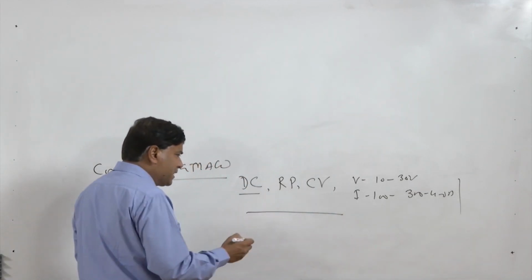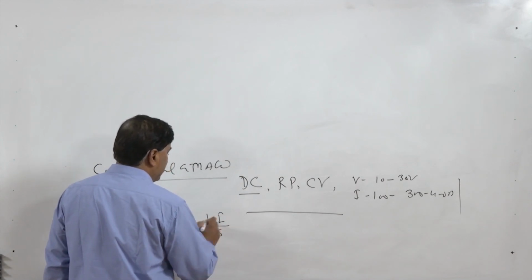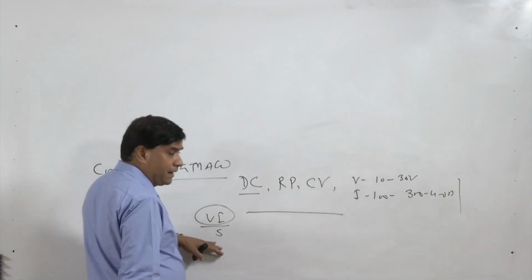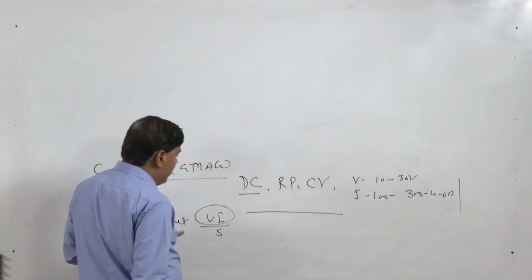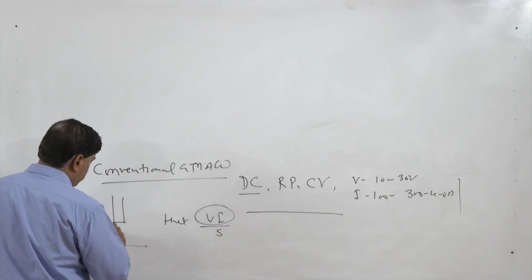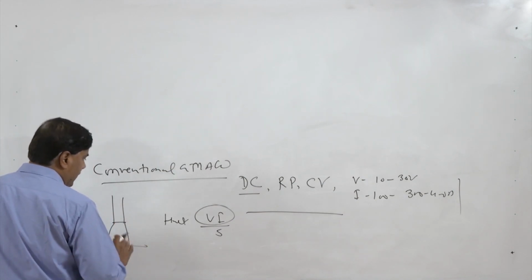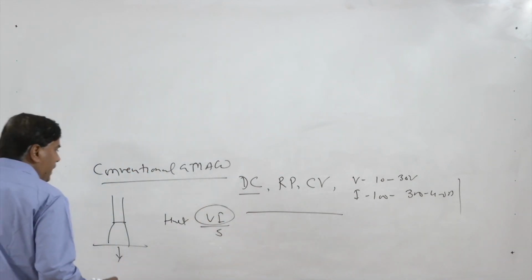So it is easier to calculate the heat input from VI divided by S, the heat generation by the arc, and S is the speed. So the net heat input we can easily obtain in this case. The heat being delivered by the welding arc to the base is fixed in this case, and that we can obtain from the VI by S.